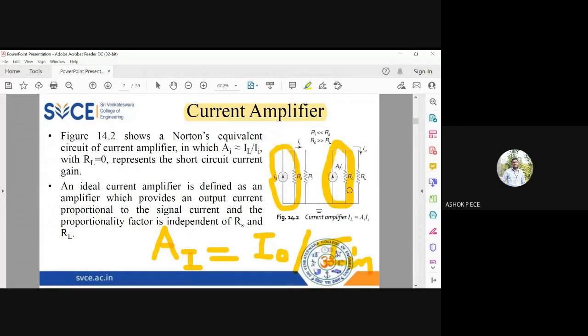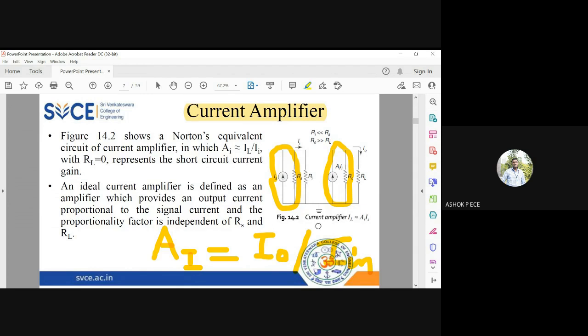Is that logic clear to everyone? Since a current amplifier predominantly amplifies current, you can define a parameter, current gain, given by AI is equal to output current by input current, I naught by IN. Since I'm measuring current on both the input and output side, I'll have a current source on both sides. And whenever you have a current source, you will have a parallel resistance.